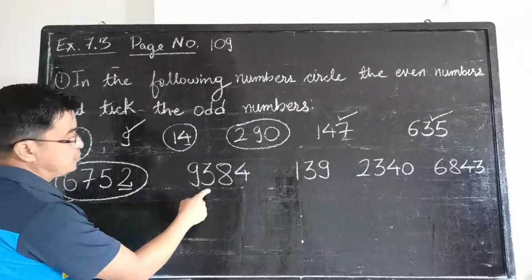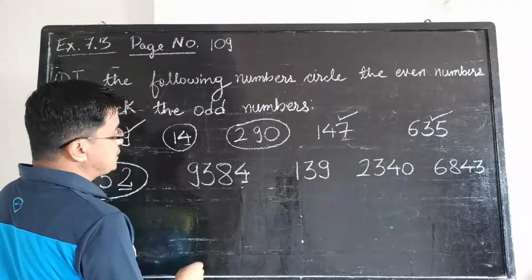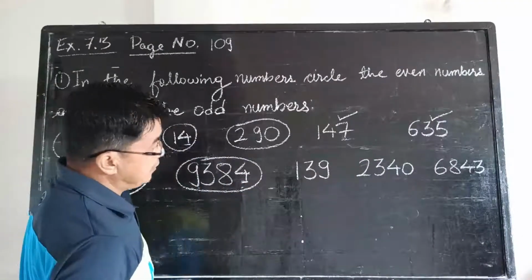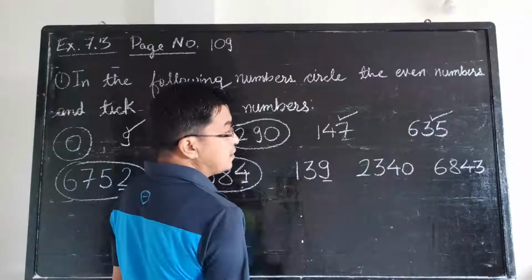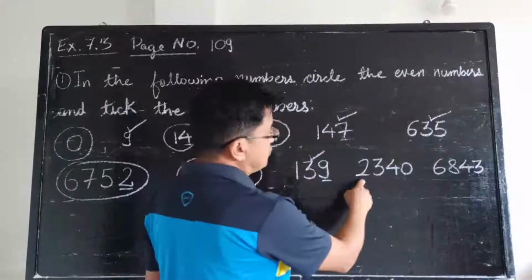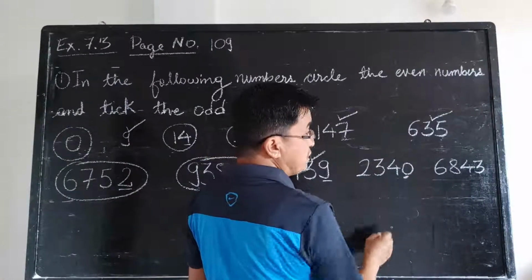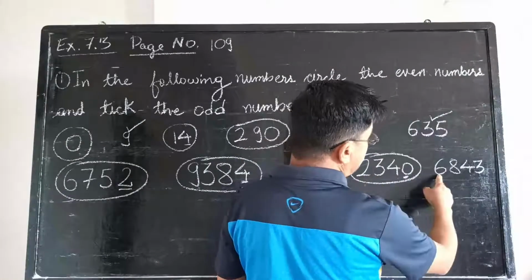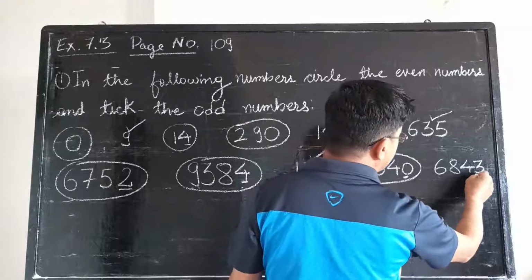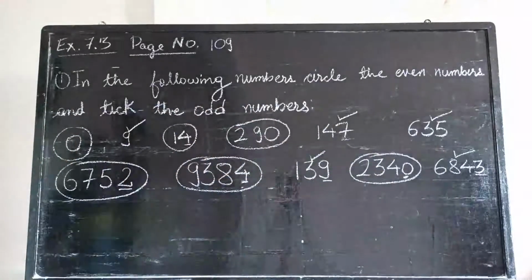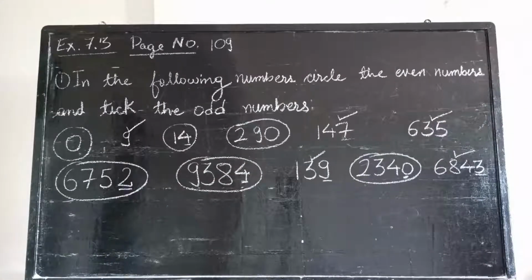Next, 9384. 4 is an even number, you circle. 139. 9 is an odd number, you tick. 2340. 0 is an even number, you circle. And 6843. 3 is an odd number, you tick. So in the following numbers, circle the even numbers and tick the odd numbers.